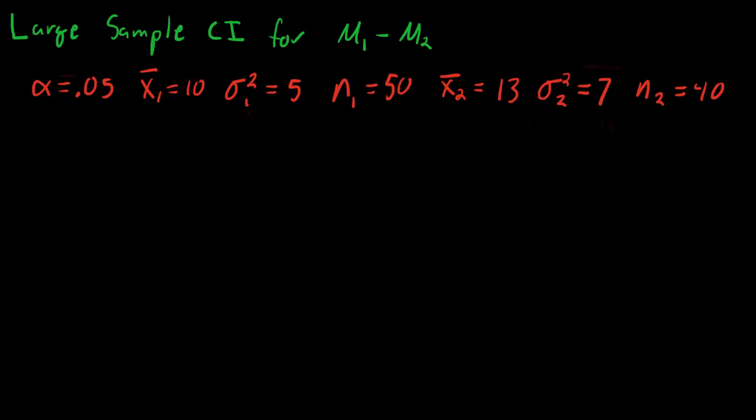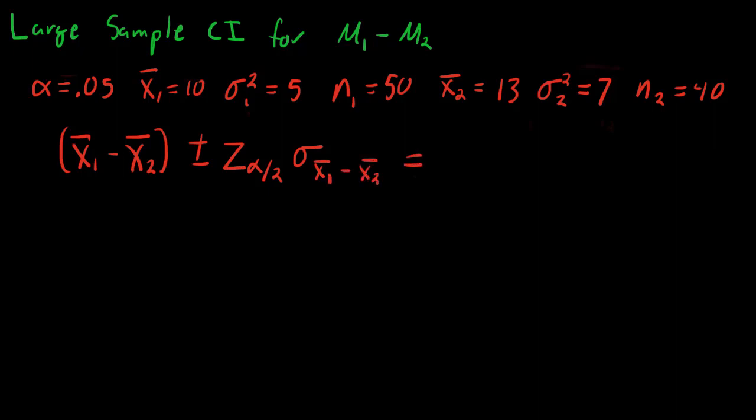In this video, we're going to walk through an example of how to create a confidence interval for our mu1 minus mu2 values. So to do that, we're first going to create our formula. So our formula is our x1 bar minus our x2 bar plus or minus our z of alpha over 2 times our sigma sub x1 bar minus x2 bar.